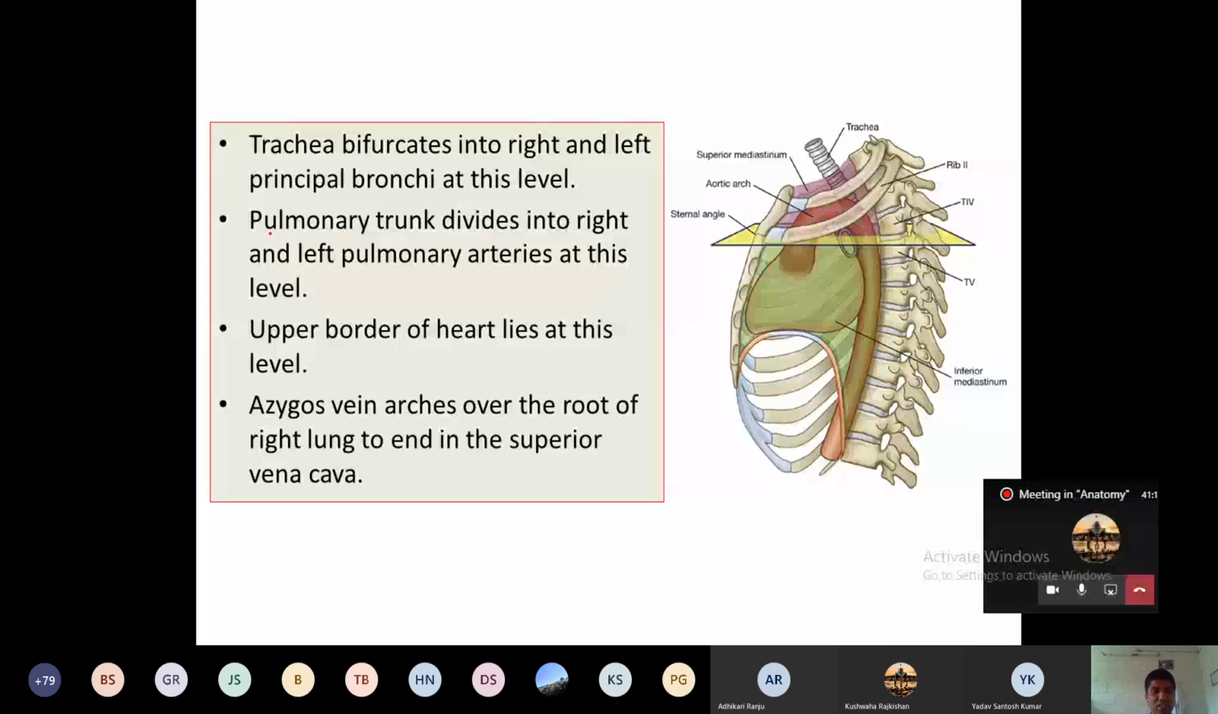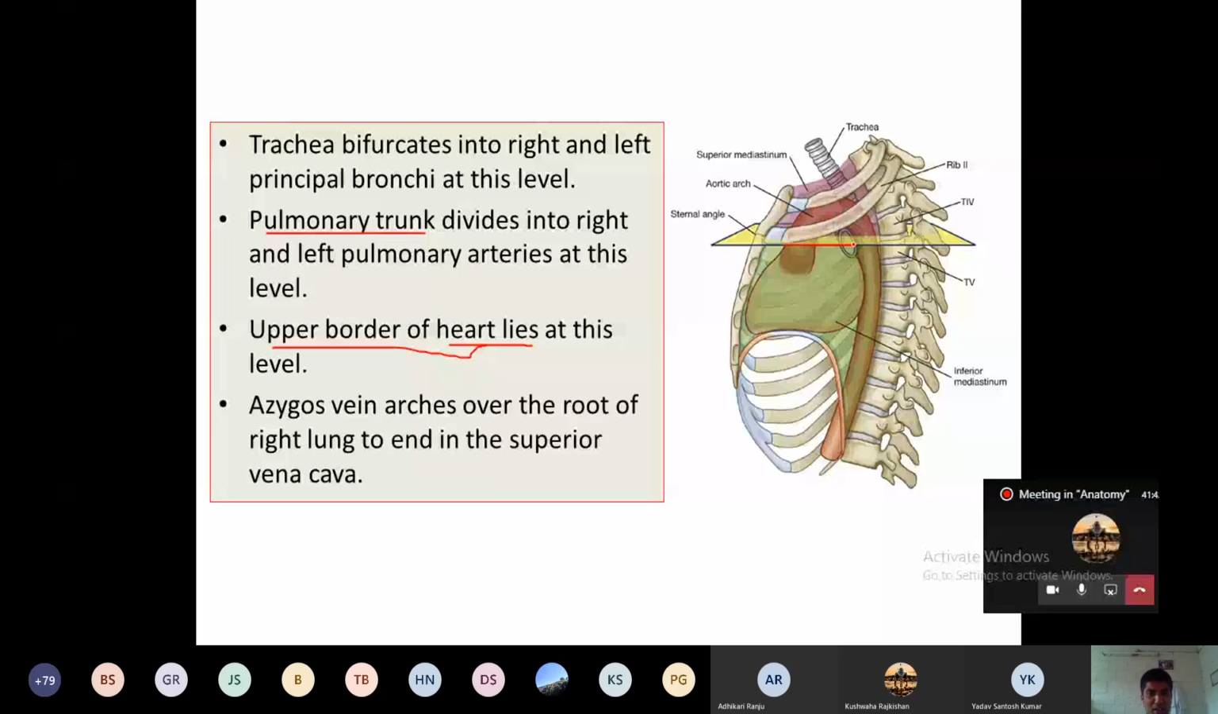And the point is about the pulmonary trunk. Pulmonary trunk also divides into two arteries at this level, right pulmonary artery and the left pulmonary artery. Two pulmonary arteries are formed from the pulmonary trunk at this level. Upper border of the heart lies at this level. Here you can see this one is the heart.